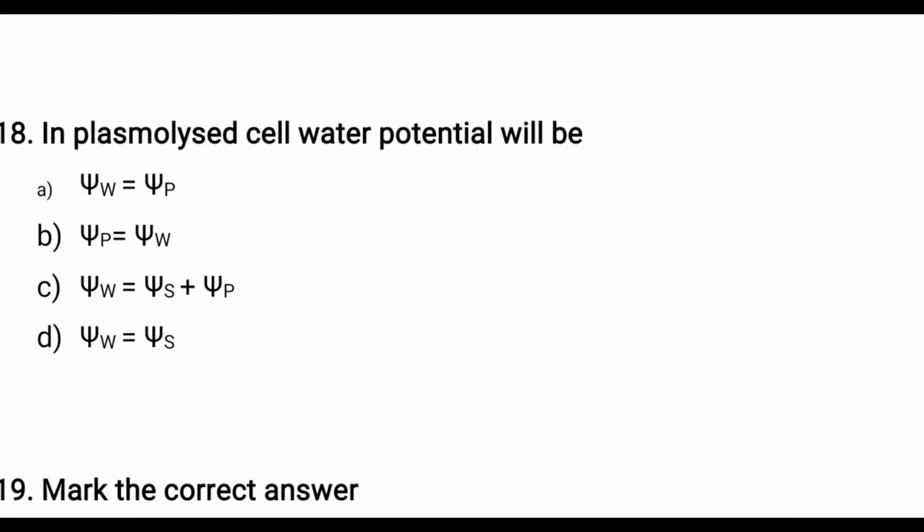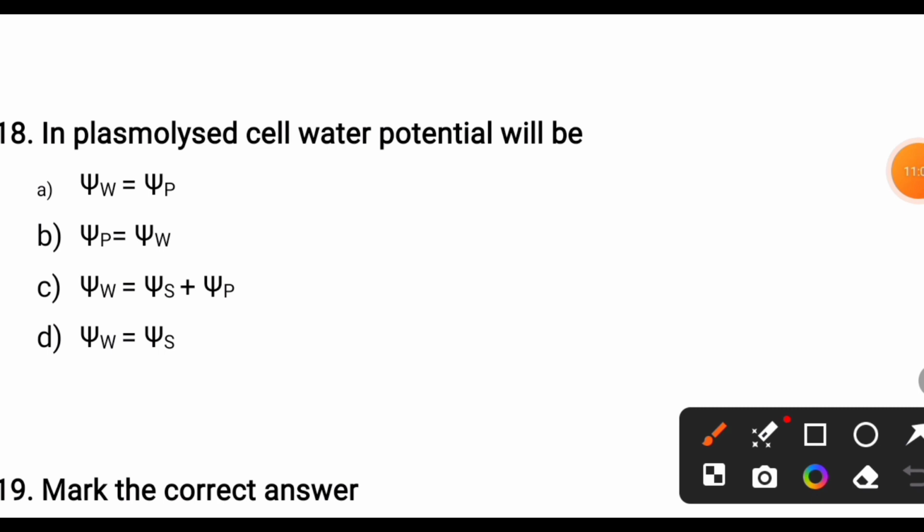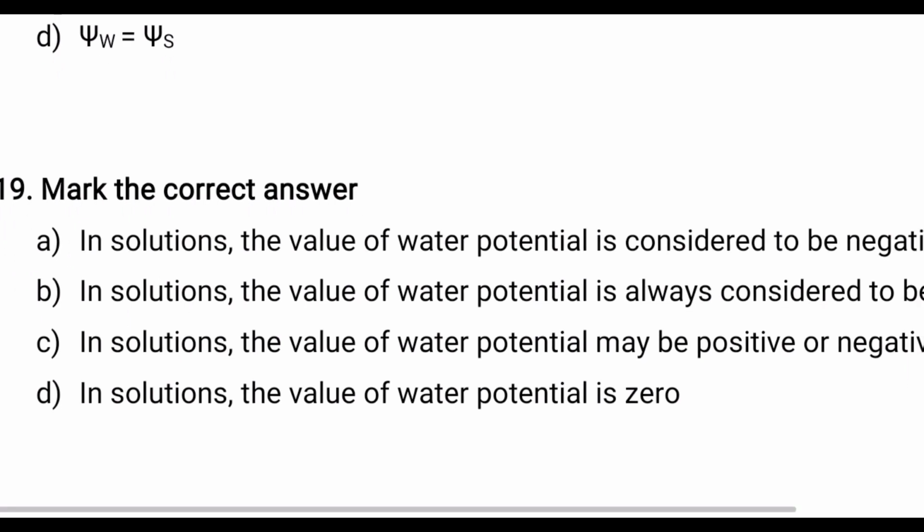In a plasmolysed cell, water potential will be. So I'm going to reveal the answer. As I told you before, in a plasmolysed cell, water potential is equal to solute potential. Psi W is equal to psi S is the correct answer. Let's see the next question.